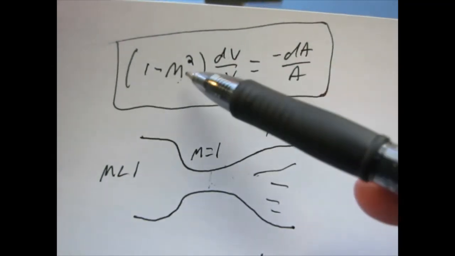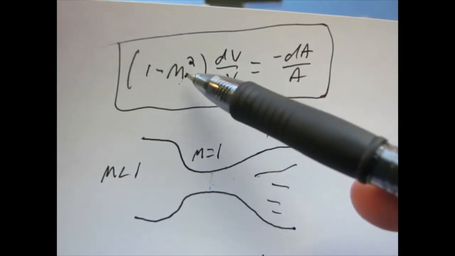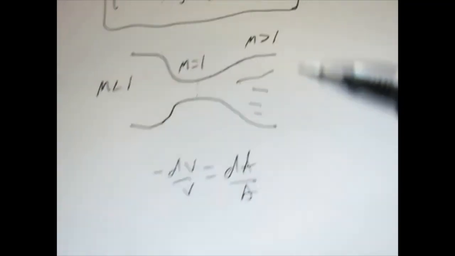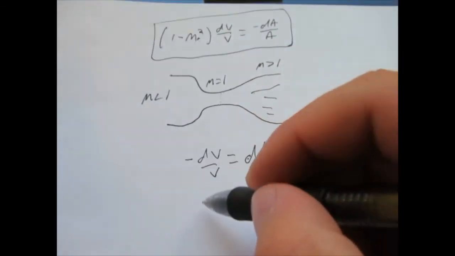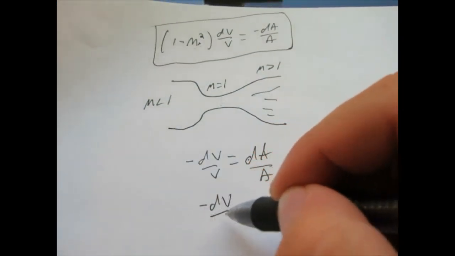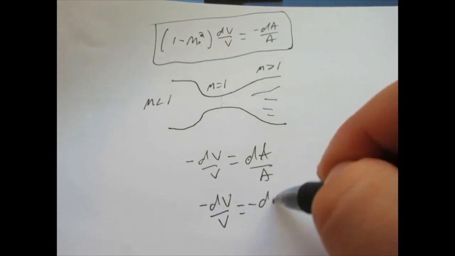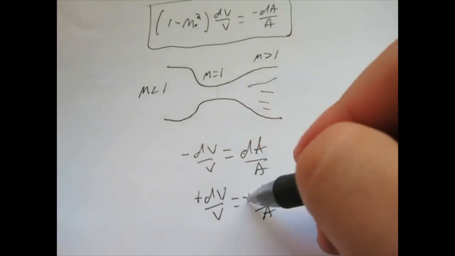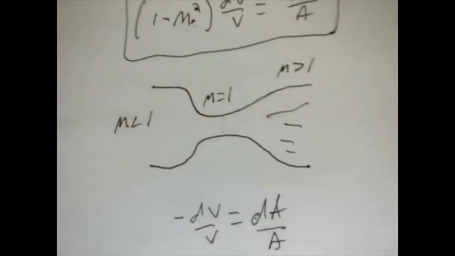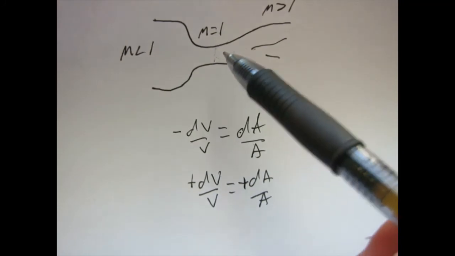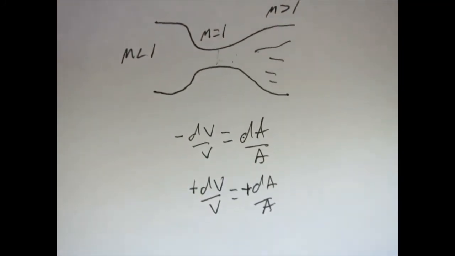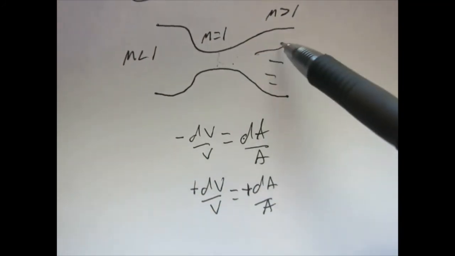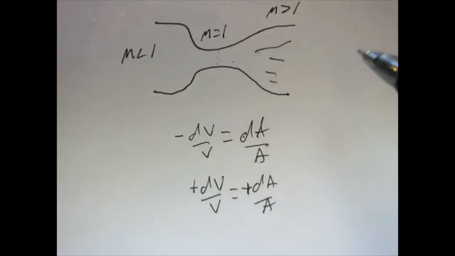So going back to our equation here, if we plug in a Mach number that's larger than 1, what does that leave us? That leaves us with negative dV over V equals negative dA over A. Negatives can cancel out and they just become a positive. So this is saying as the area is increasing, the velocity is also going to increase, and it causes it to go supersonic.